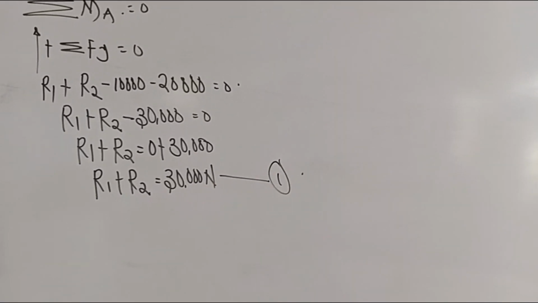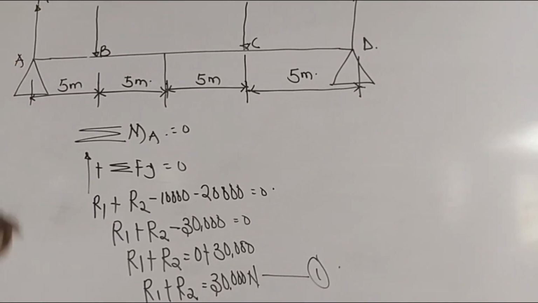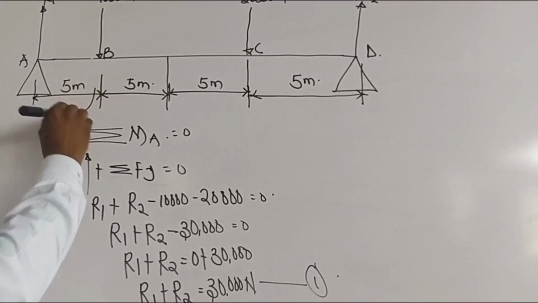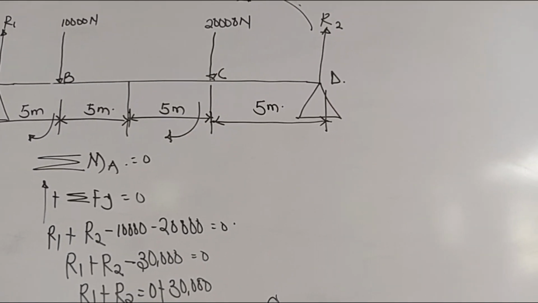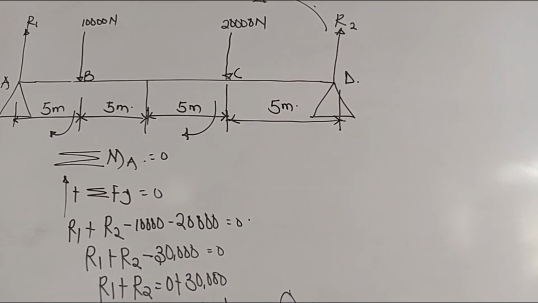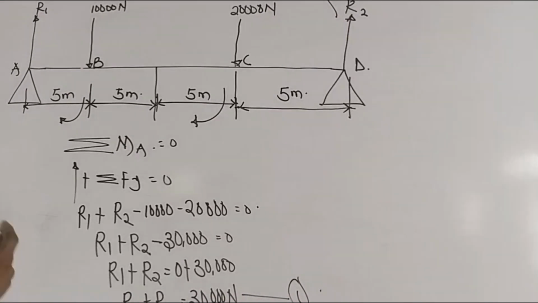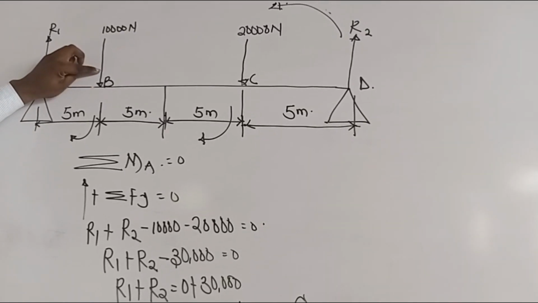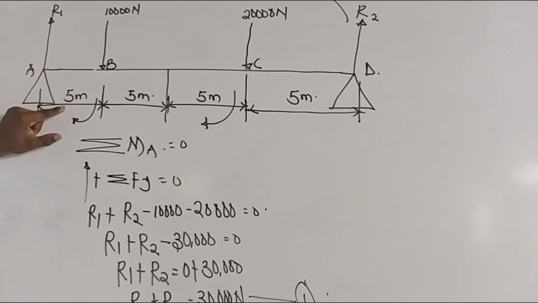So let's apply the second condition by taking the sum of moments acting at point A equals 0. That means this force here is acting to point A, and this force to point A. What is moment? Moment is force times perpendicular distance. So the force and distance comprise a moment. At point B, this is the force. What is the distance of this force to point A? It's simply 5 meters.